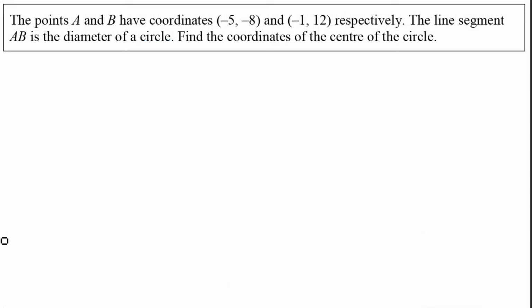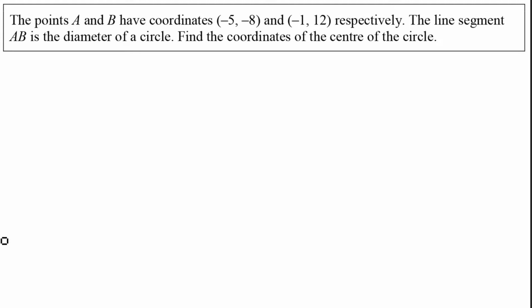In this example, we're told that the points A and B have coordinates negative 5, negative 8 and negative 1, 12 respectively. The line segment from A to B, it says, is the diameter of a circle, and we're asked to find the coordinates of the centre of the circle.